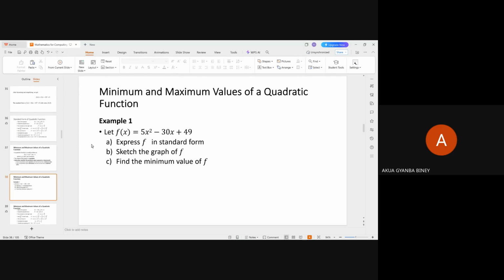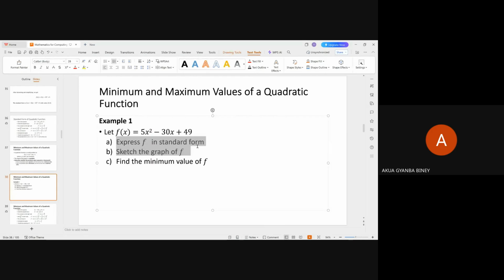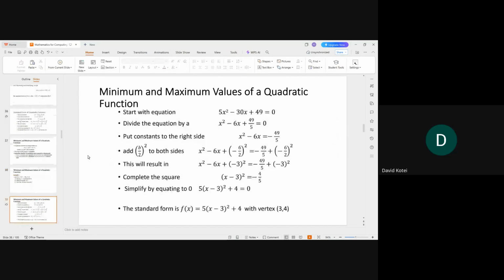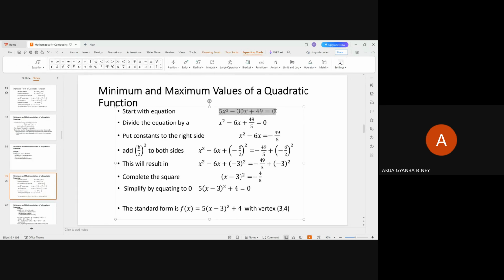Before we go on a break, we will do just this example by expressing it in standard form, sketching the graph, and finding the minimum value. For the first one, I use my method because that is simple for me. Start with the equation, this is the equation given. Divide the equation by a. So I divide through by a, which is 5. Minus 30 over 5 is minus 6, and we get 49 over 5.